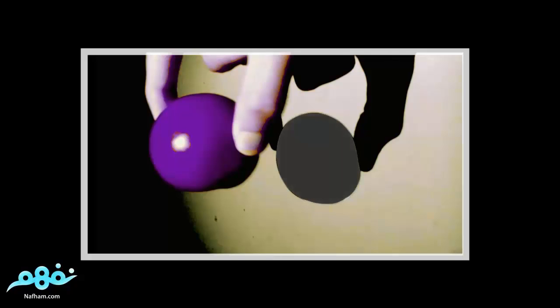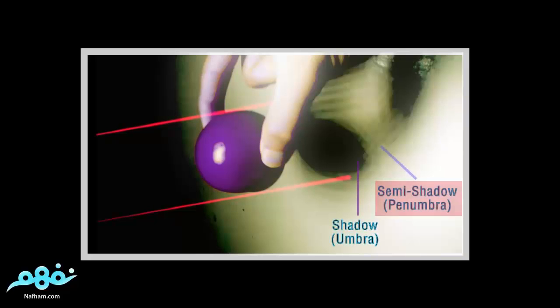If we use a small light source, we obtain a sharp shadow, a real, dark shadow, and we don't see a region of semi shadow or brighter shadow. As we see here, this shadow in the picture. But if we use a bigger light source, we will obtain and see two regions of shadow: a semi shadow, which is called penumbra, and a real shadow or dark shadow, which is called umbra.